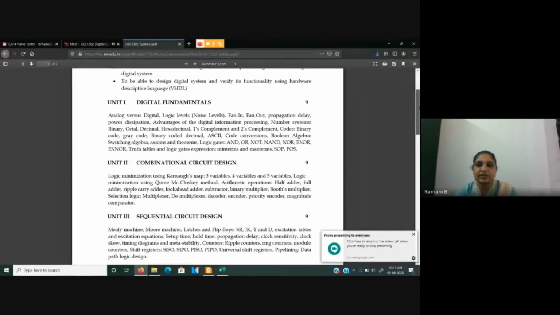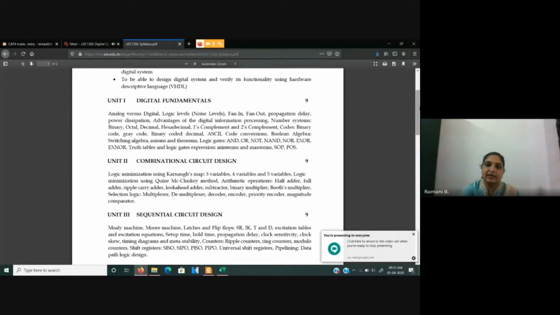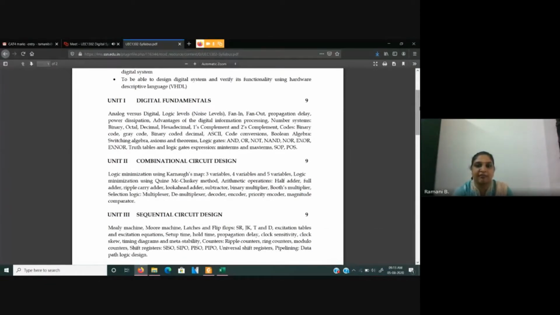So in the first unit, you will be seeing all the basics. In the initial part, we have full theory, like why do we want to go to digital, then fan in, fan out, propagation delay, all those things. I will come back to that part later. Today we shall see about number systems and complements. And then we have the different codes used over here and the code conversions.